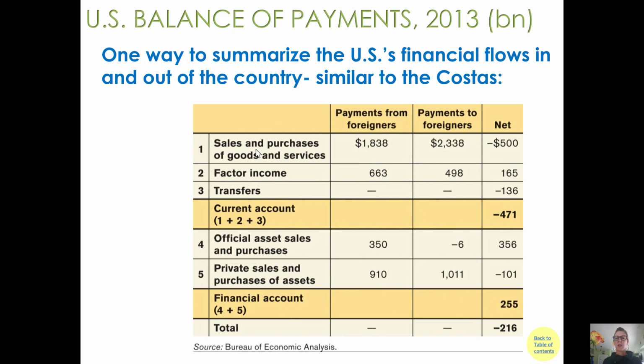So an interesting thing to notice here is that our particular country has a pretty large negative in the current account, right after line 3, and a pretty large positive in the financial account after line 5. And that's no accident. Countries that tend to be net importers like the U.S., so we run a pretty big trade deficit. We import more than we export most years.